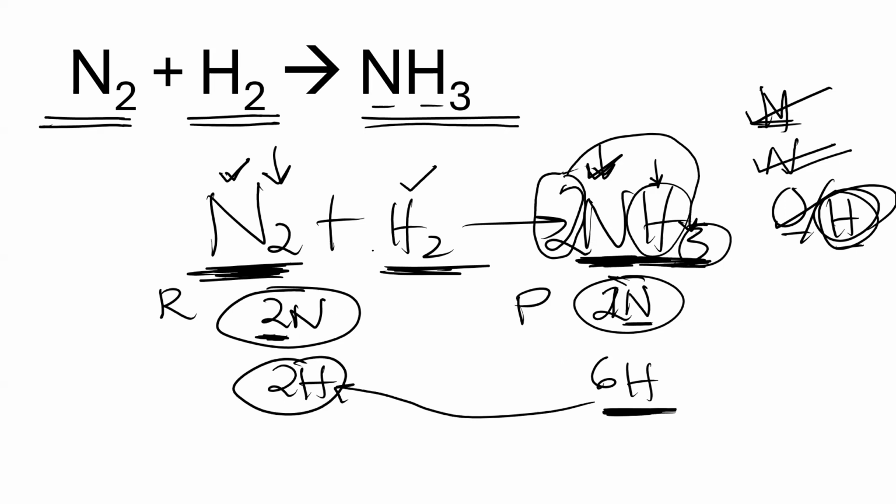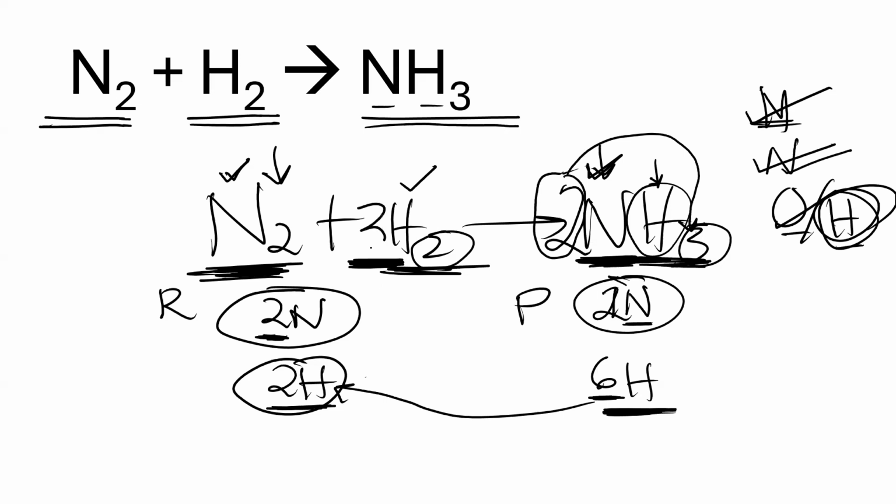So in this case, we need to multiply something to the hydrogen atom on the reactant side for us to be able to balance the chemical equation. So what number do we multiply to hydrogen with a subscript of 2 so that we'll get 6 hydrogen atoms as well on the reactant side?